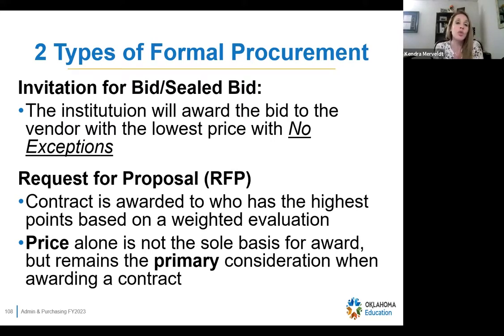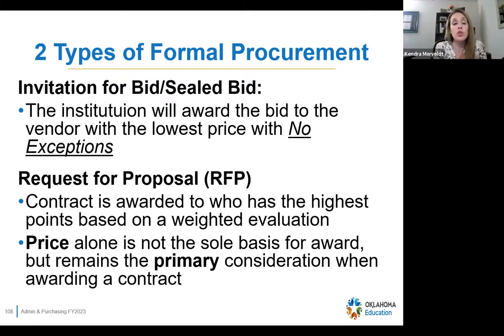There are 2 types of formal procurement. There is what we call invitation for bid, or sealed bid, or we have an RFP. With sealed bid, you have to go with the lowest price no matter what. But most people do an RFP because they are buying it not just for the price.